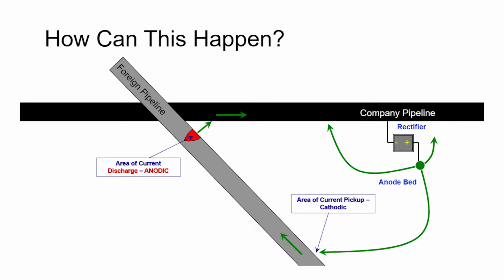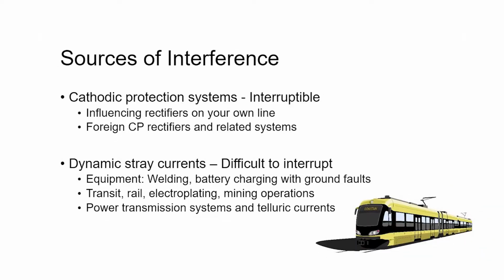So influence and interference testing is basically identifying and quantifying the level of influence various current sources have on your pipeline's cathodic protection. And this can come from impressed current from your line on rectifiers or foreign operators, or it could come from outside of the oil and gas world overall.